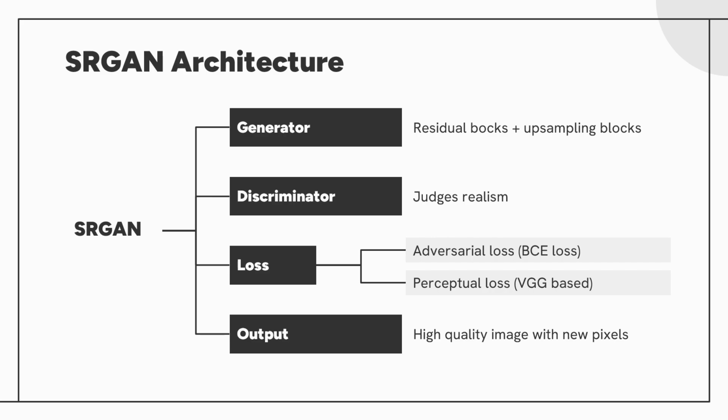SRGAN's training is guided by 2 main types of losses. First, the adversarial loss, implemented as binary cross-entropy loss, and second, the perceptual loss, which is based on feature maps extracted from a pre-trained VGG network. Together, these losses help SRGAN focus on both realism and perceptual quality, going beyond traditional pixel-based metrics.